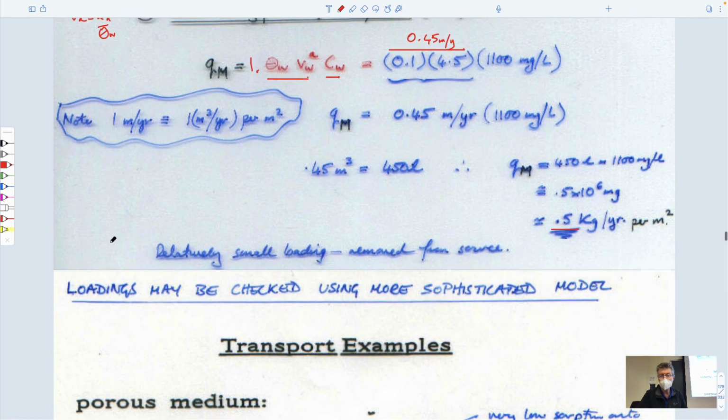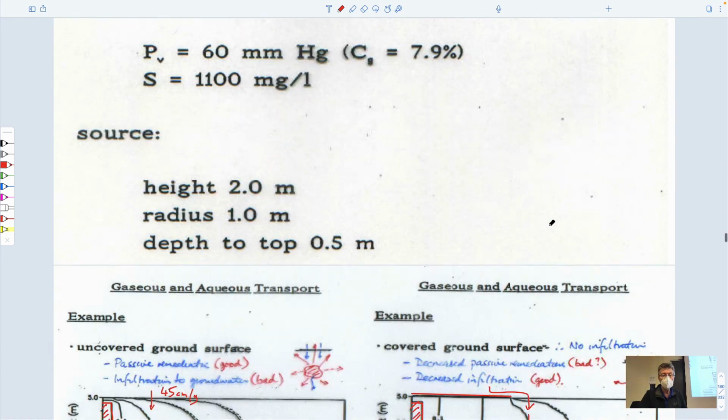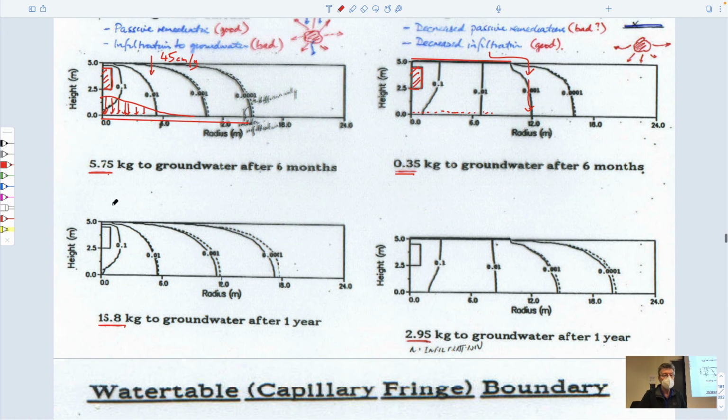They're not quite the same. Well, I guess this is per unit area. So this is per square meter. And so this is total mass. And so it means that the areas here would have to be something like 10 square meters, quite large.